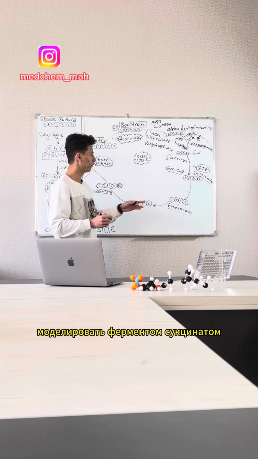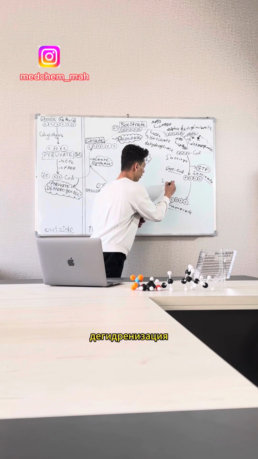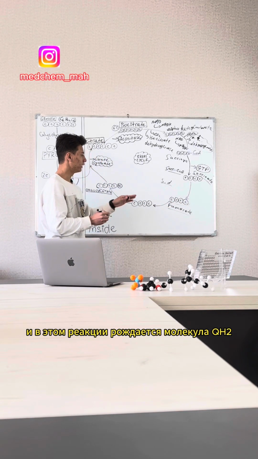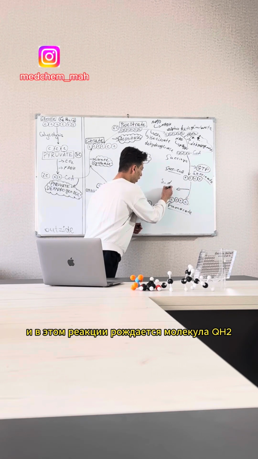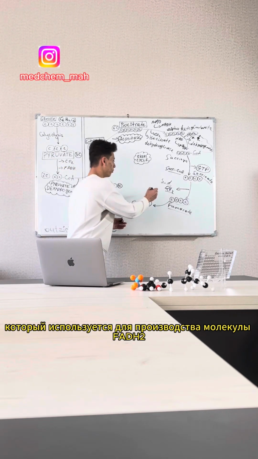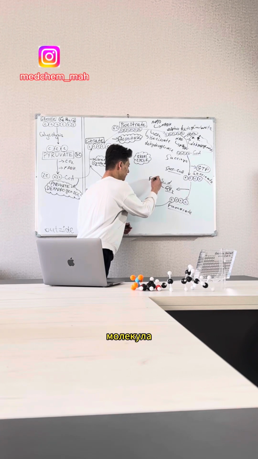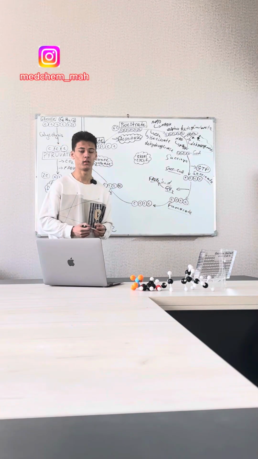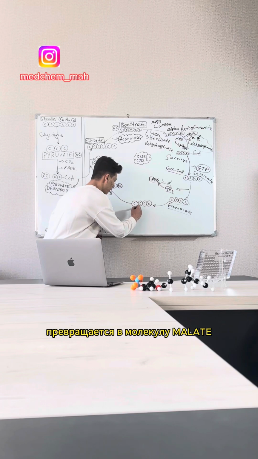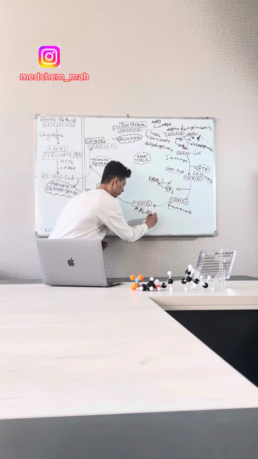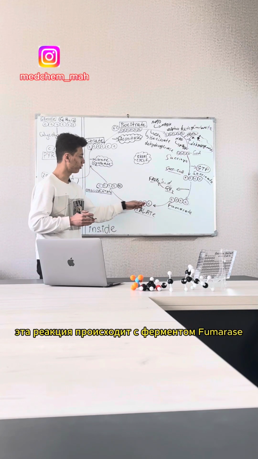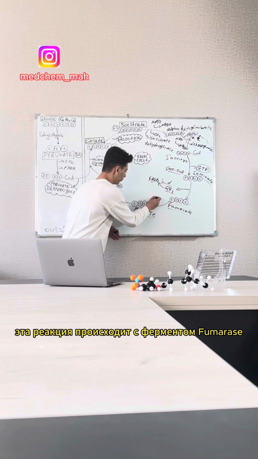The next step is that the molecule of succinate is converted into the molecule of fumarate by the enzyme succinate dehydrogenase. This molecule has 4 carbon atoms, and in this reaction a QH2 molecule is generated, which is used for the production of FADH2. The next step is that fumarate is converted into malate, which has 4 carbon atoms, and this reaction occurs by the enzyme fumarase.